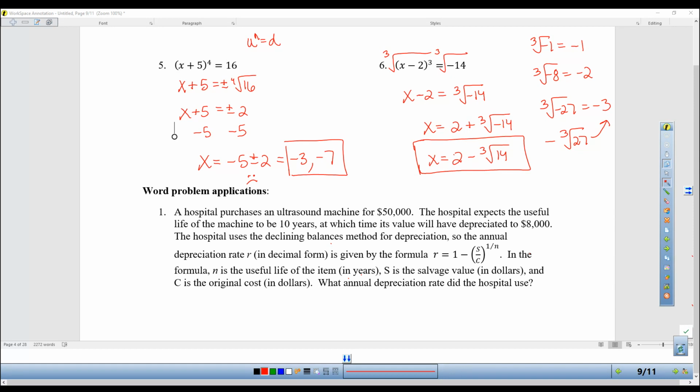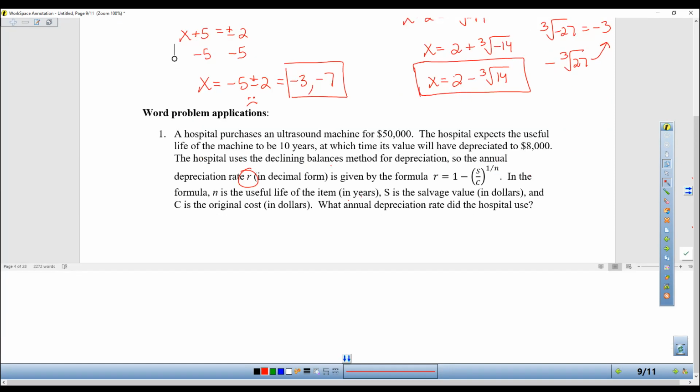What annual depreciation rate did the hospital use? So we're trying to find R, which means everything else can be filled in. R is equal to 1 minus S over C to the 1 over N. R is equal to 1 minus salvage value, 8,000, over C, the original cost, 50,000, to the 1 over N, where N is the useful life, which they think to be 10 years.